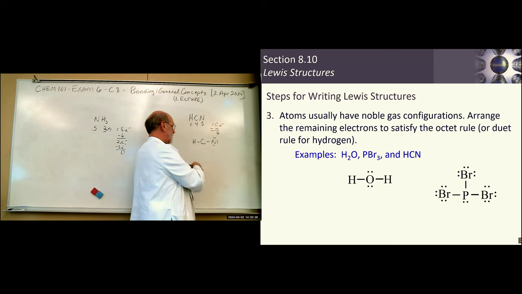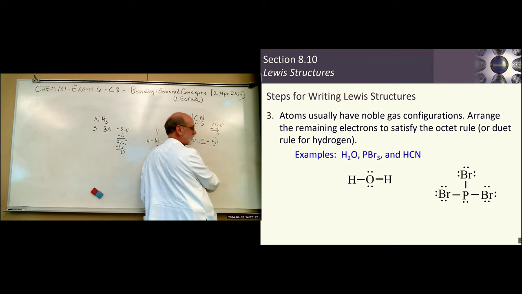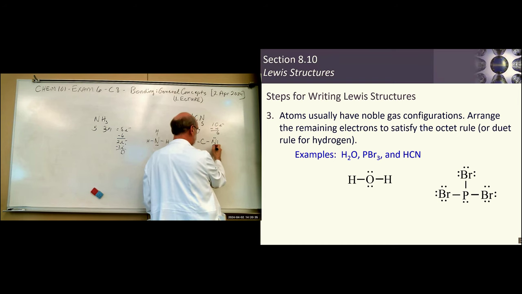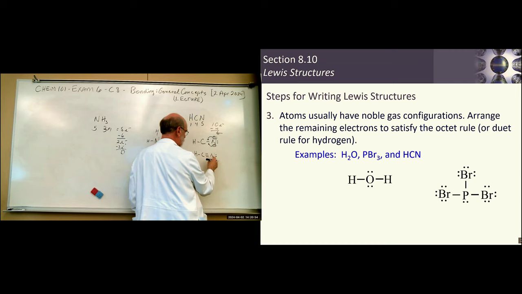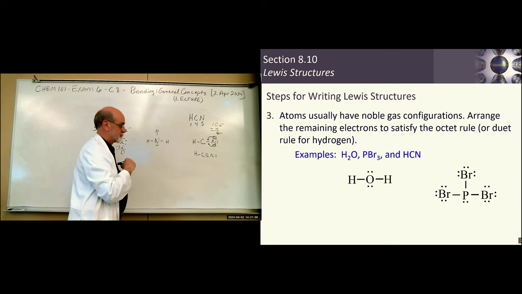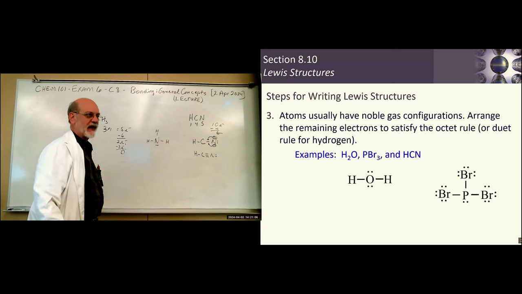Nitrogen has an octet. Carbon doesn't. So how do we form an octet for carbon without robbing nitrogen of its octet? Well, we take this one, make a bond. This one, make a bond. Now we have this, that, and this. We've used up all our 2, 4, 6, 8, 10 electrons. Now we've got 3 bonds between the carbon and nitrogen, and we still have this lone pair. Okay, so that would be a valid Lewis dot structure for hydrogen cyanide.